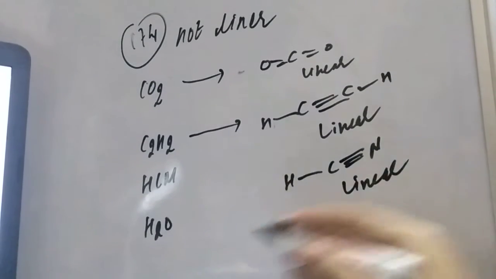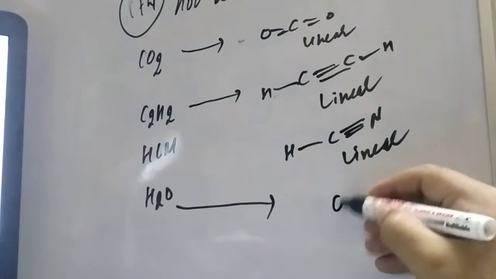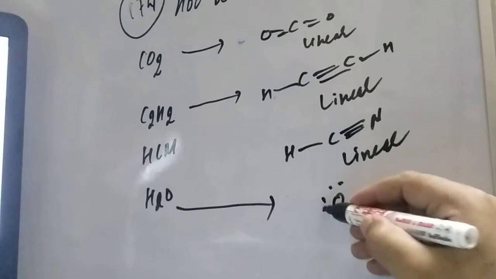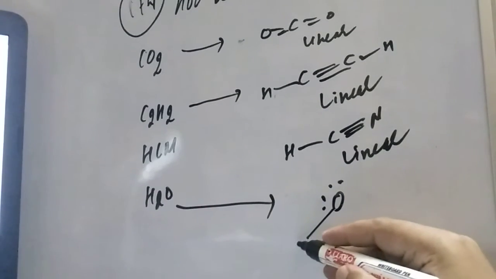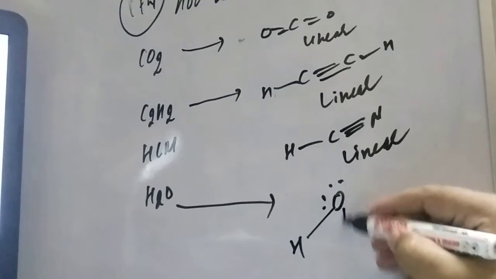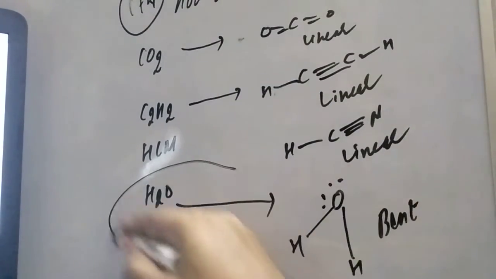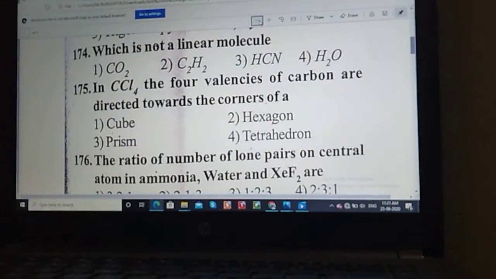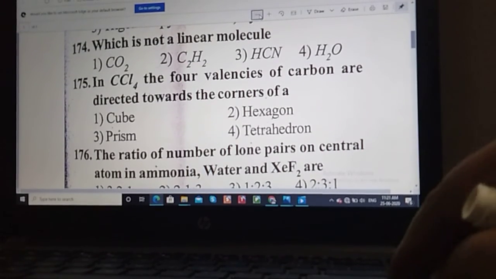And H2O, student, has lone pair electrons. Oxygen belongs to group number 16, so there are 6 electrons, so 2 lone pairs and 2 bond pairs. So here is H and here is H. The shape of the H2O molecule is bent. So this is not linear. So the correct option will be, if you check the options, option number 4 for question 174. Option number 4 is correct.